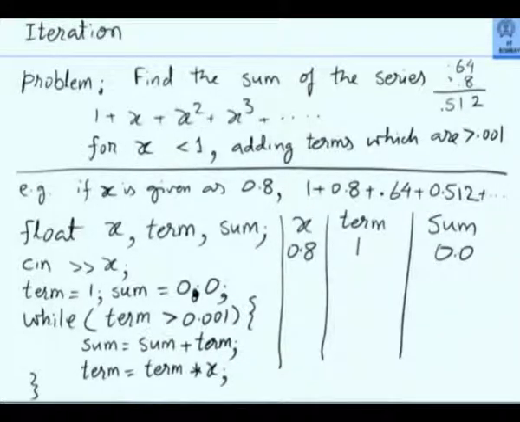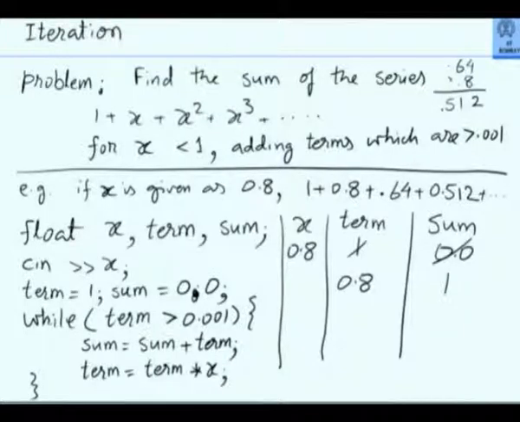So what will happen? Sum is 0, term is 1. This will be replaced by 1. Sum is equal to sum plus term. The next statement says term is equal to term into x. So what will happen to term? Term is 1, 1 into 0.8, so it will be 0.8.